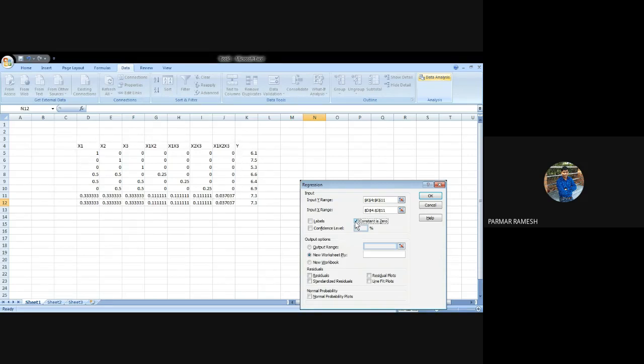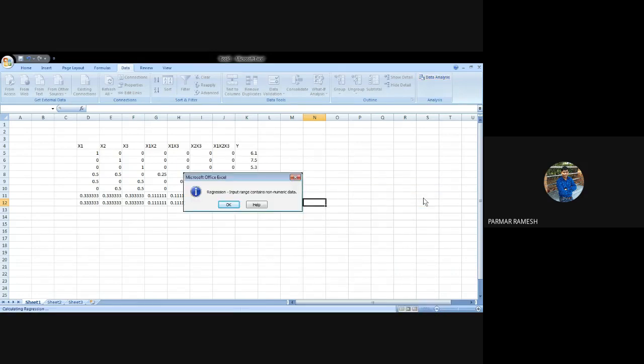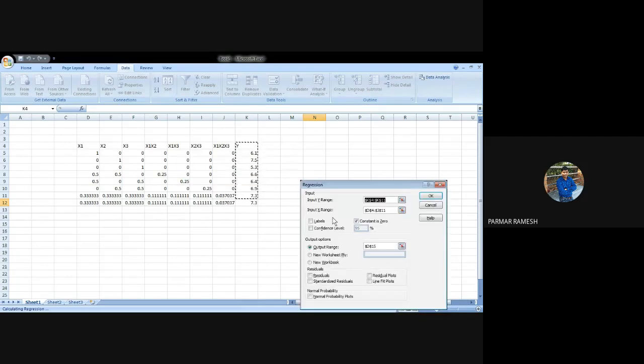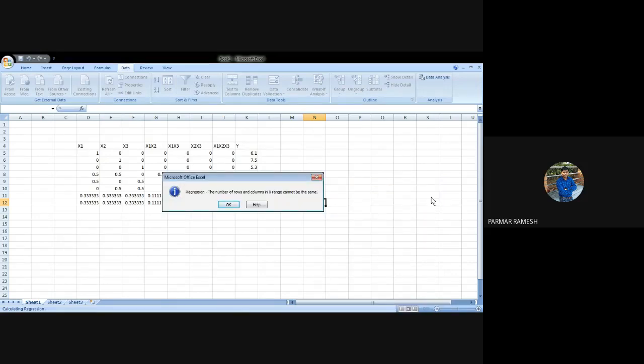Here we are marking constant is 0, because we don't want the constant over here. B0 is not required in a mixture design. We will provide the output range. Now, when I press OK, I'll get an error message. What error message is that? The input range contains non-numeric data. Sorry, I think I forgot labels. So now labels. Again, an error message is there: the number of rows and columns in X range cannot be the same.